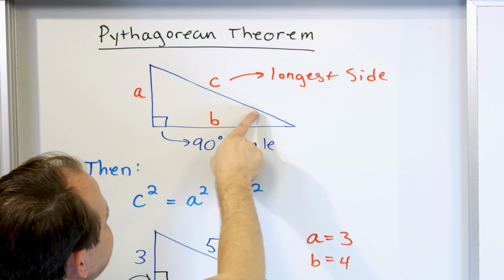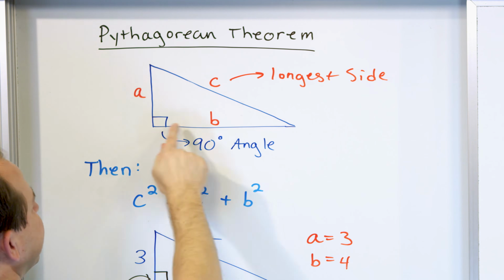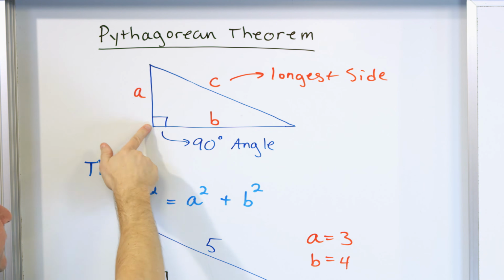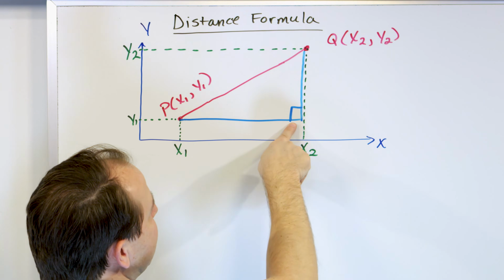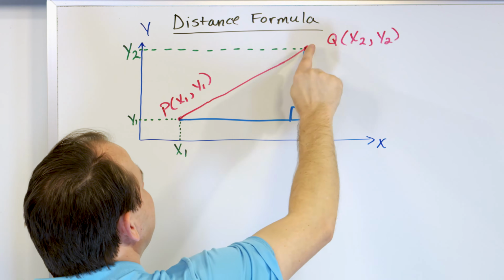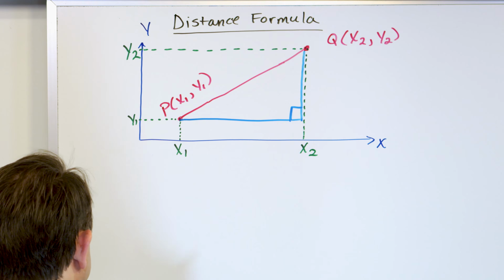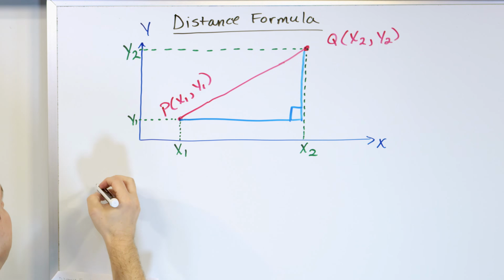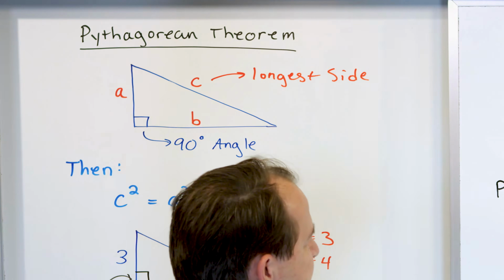You have a longest side called C. This is the distance between the points we care about, but there are also these other sides of the triangle, and there's a 90-degree angle here. So when you have any two points like this, it always has a 90-degree angle like this, and you can always form a triangle like this. And the distance between them is the distance that we want to actually calculate. The distance in this case is PQ. This is what we want to find, the distance PQ.